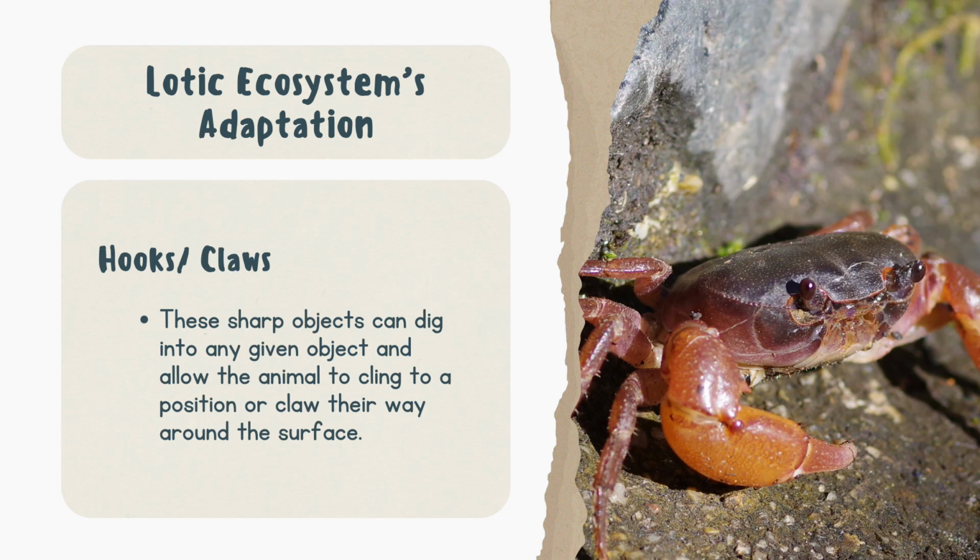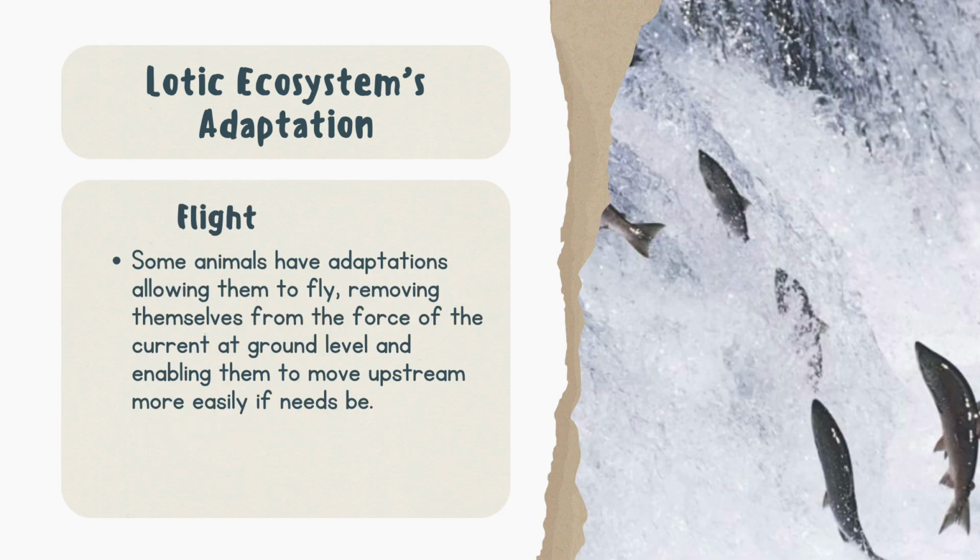Hooks and claws are another important adaptation used by many organisms in lotic ecosystems. These structures serve similar purposes to suckers, helping organisms grip and hold onto surfaces in fast-moving water, as well as to capture prey and defend themselves. The third one is flight. Some animals have adaptations allowing them to fly or glide, removing themselves from the force of the current at ground level and enabling them to move upstream more easily if need be.